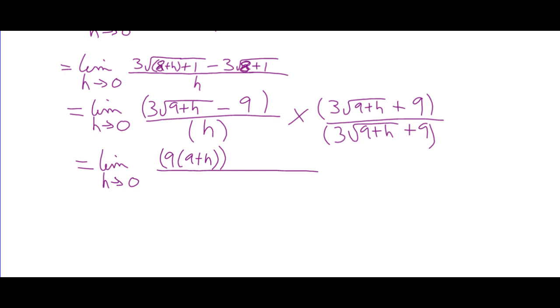Okay, so 3 squared is 9, and root 9 plus h squared is 9 plus h. So we have 9 times 9 plus h, minus what? 81 over h times 3 root 9 plus h plus 9.